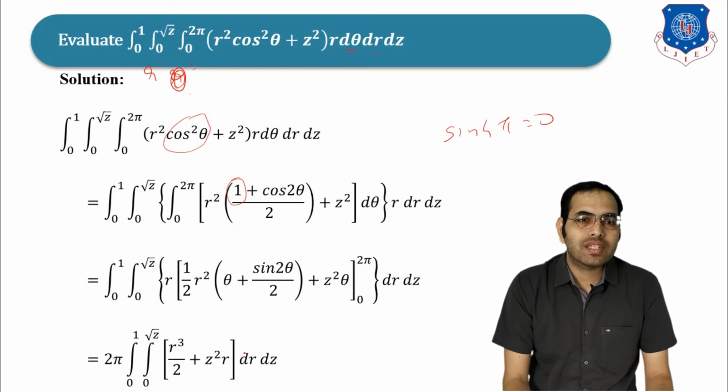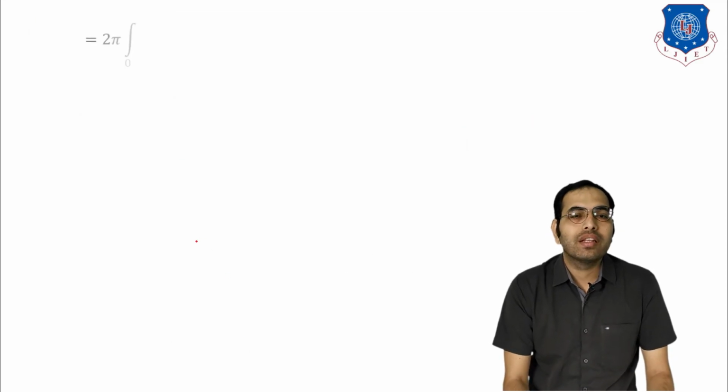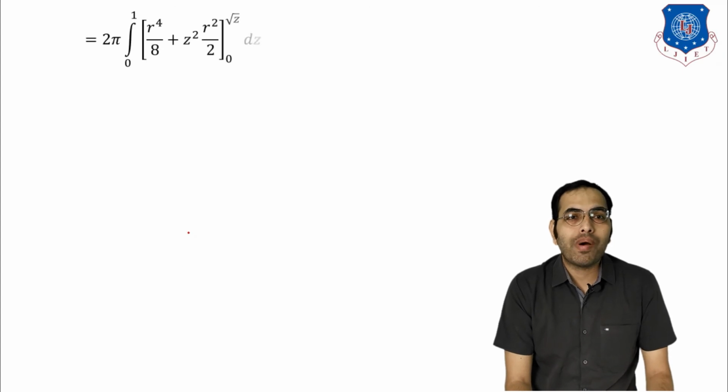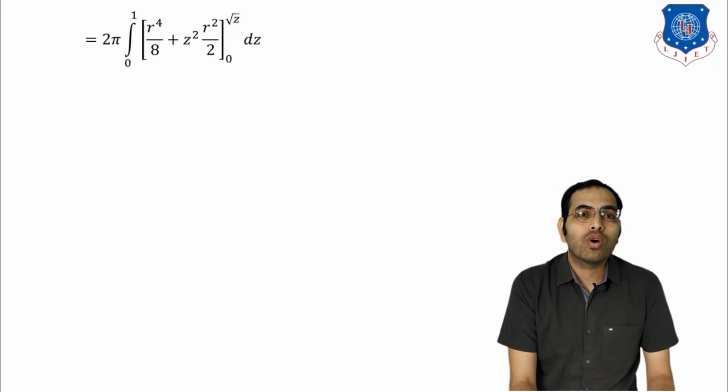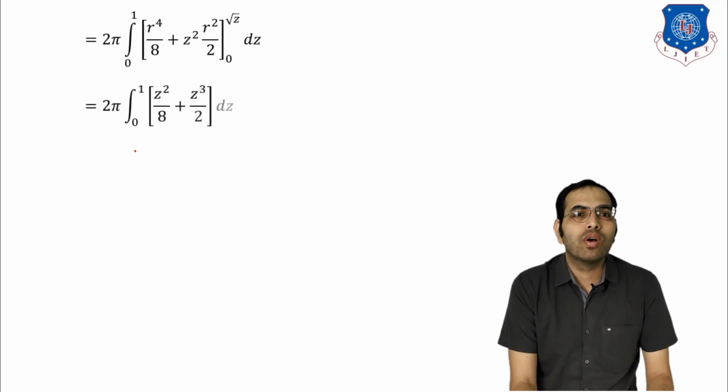Now integrating this term with respect to r, r cube has integral r raised to 4 by 4, 4 into 2 is 8. So 2 pi integral 0 to 1 r raised to 4 by 8 plus z square, r has integral r square by 2, where r runs from 0 to root z. Then upper limit minus lower limit gives you 2 pi integral 0 to 1 z square by 8 plus z cube by 2 into dz.